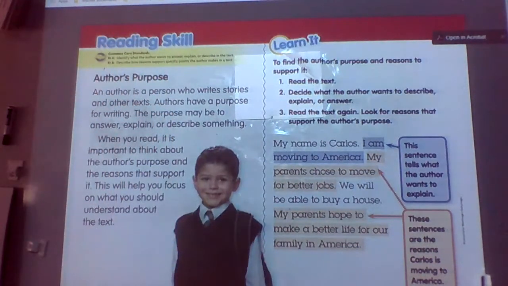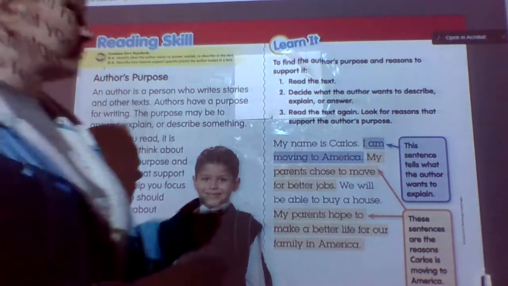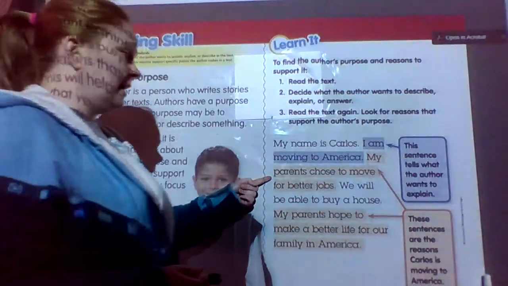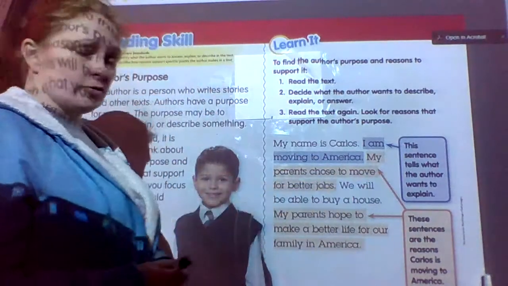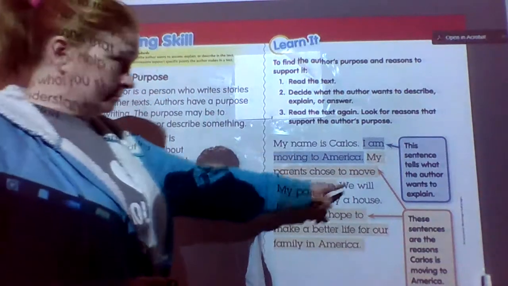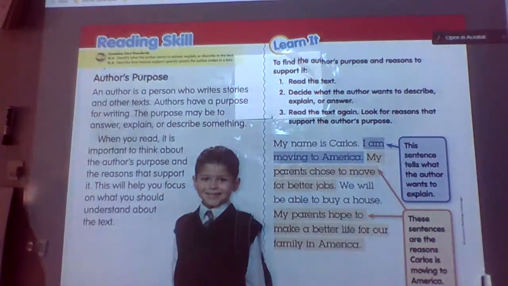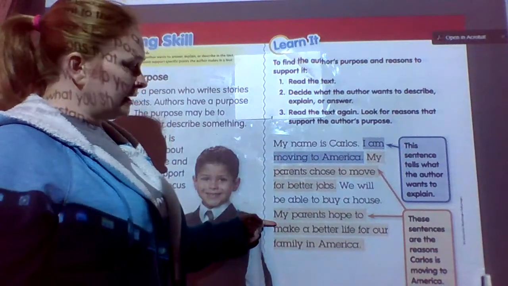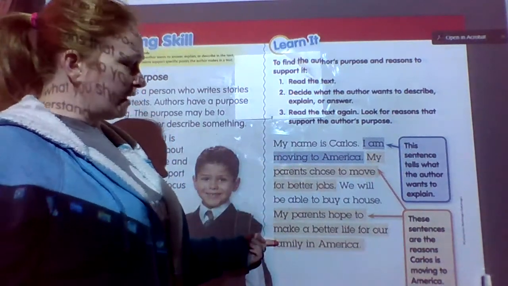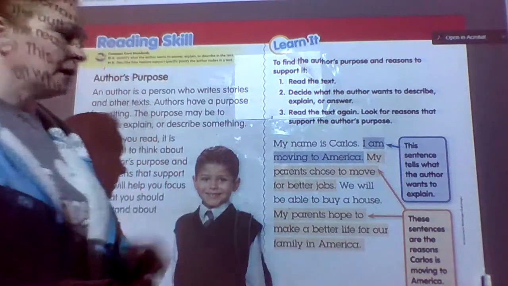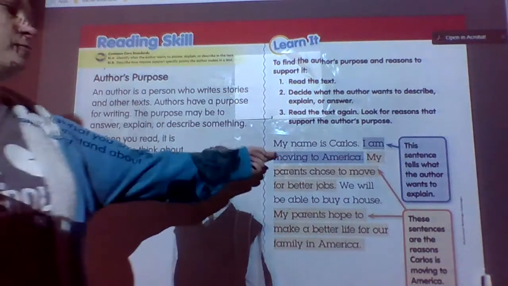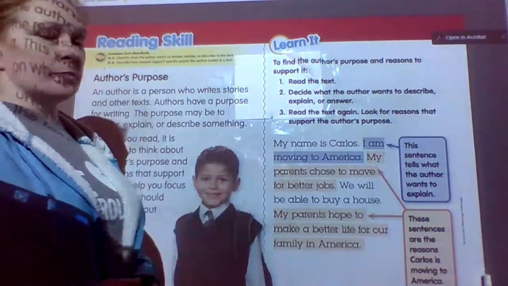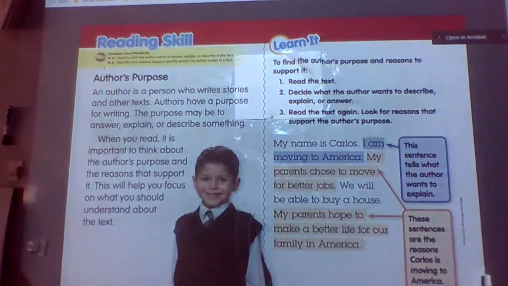What are some sentences that help support the fact that he's telling us about moving? Well, one sentence says, his parents chose to move for better jobs. Moving, move. Perfect. The other sentence that supports his reason is, his parents hope to make a better life for our family in America. Those are two reasons that Carlos gives for moving to America. So those support his purpose. Why is he writing? What's he trying to tell you?